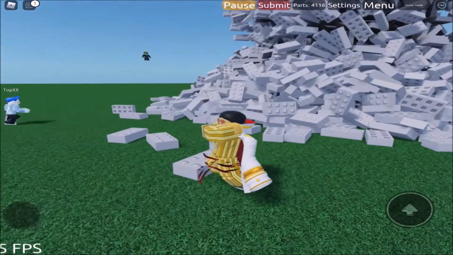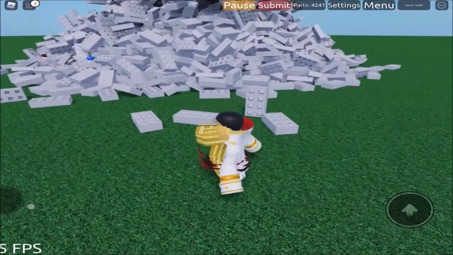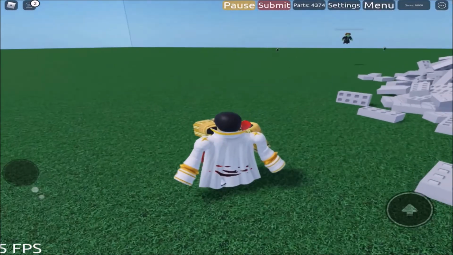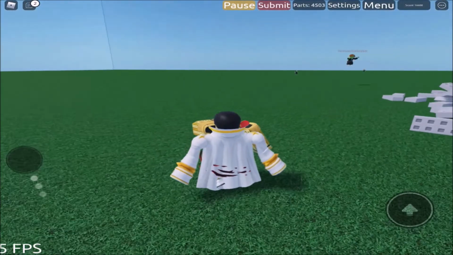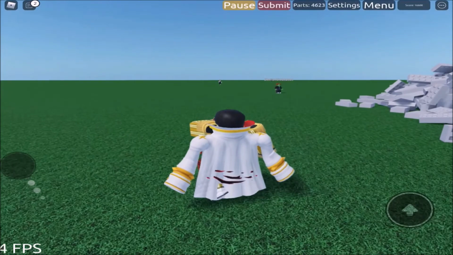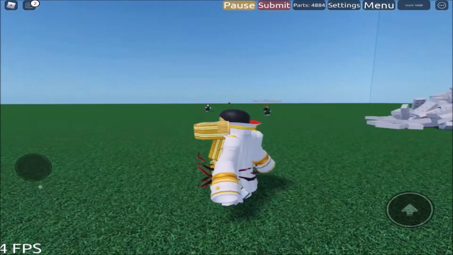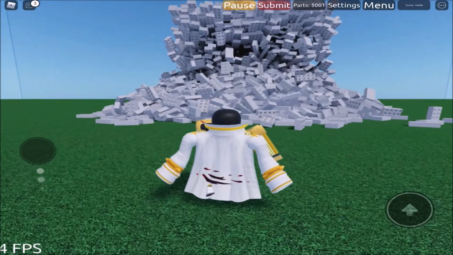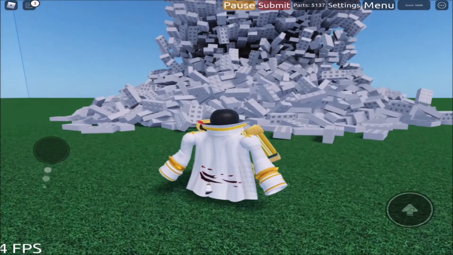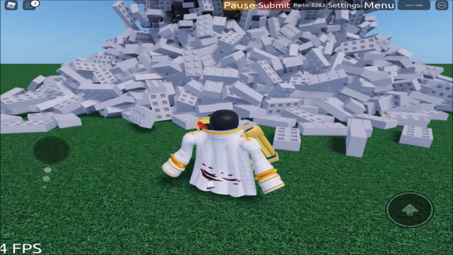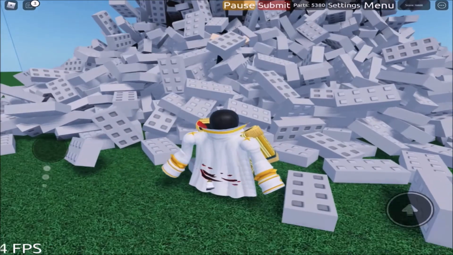4,000 parts. Well, looks like my iPad's going to crash soon. I don't know. I'm already at 5 FPS. Oh, 4? Yeah, 4 FPS. I am not doing very well. Okay, well, let's move closer to it. I want to try to get absorbed by all of the blocks. Let's just walk into it.